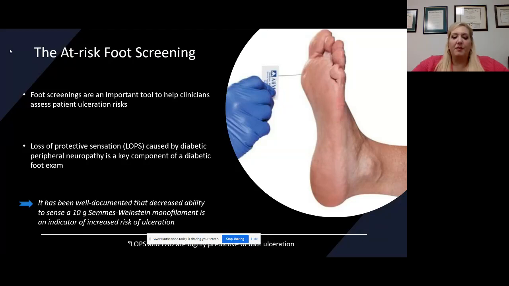So remember, loss of sensation and PAD, those are highly predictive that a patient will develop an ulceration at some point in their life.